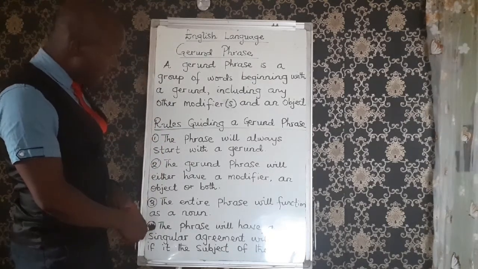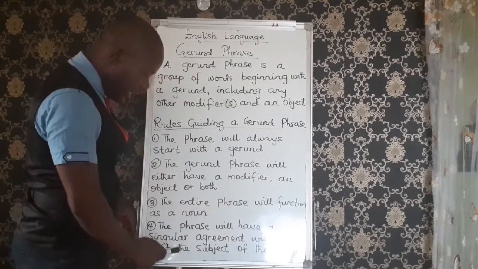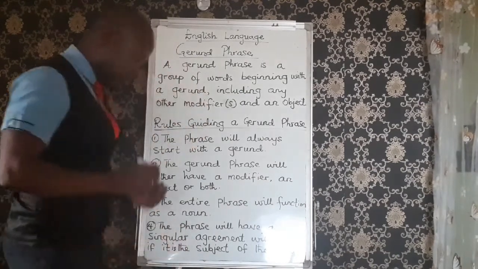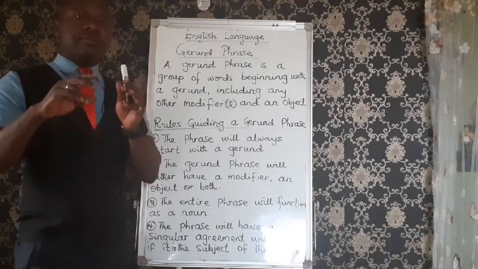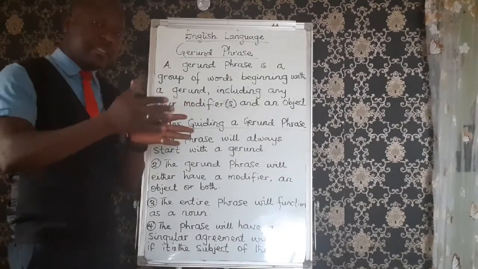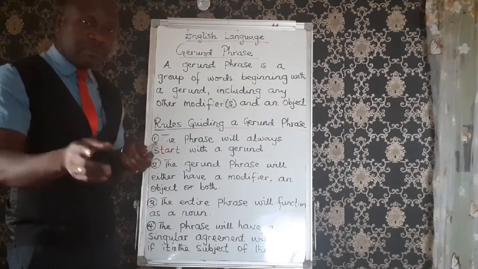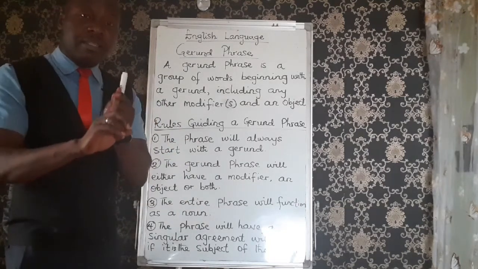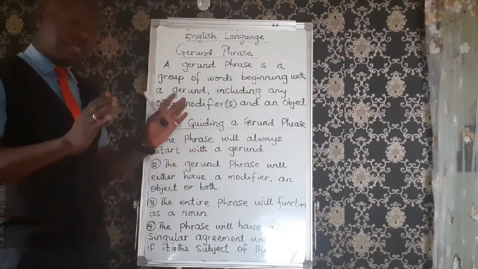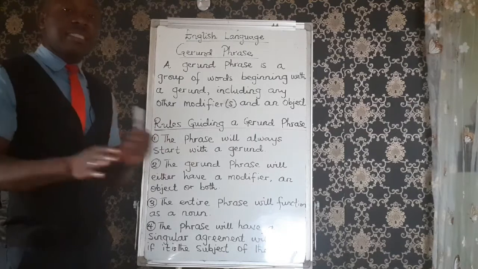Now, the fourth rule says the phrase will have a singular agreement with a verb if it is the subject of the sentence. So let's assume you have a sentence now, and the gerund phrase is the subject of the sentence. It will have a singular agreement with the verb, which means the subject will be considered as a singular subject and it will attract a singular verb. So these are the rules guiding gerund phrases. If you're able to follow them through, you will be able to identify gerund phrases anywhere you see them.